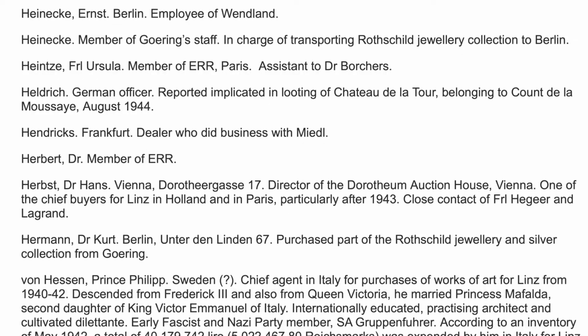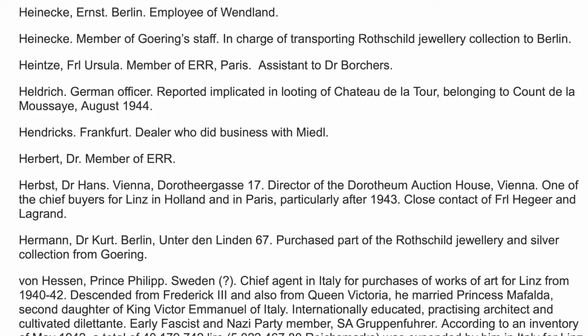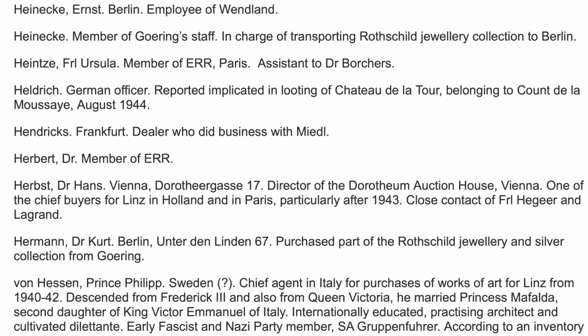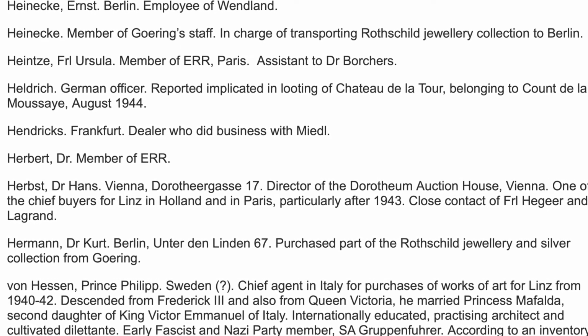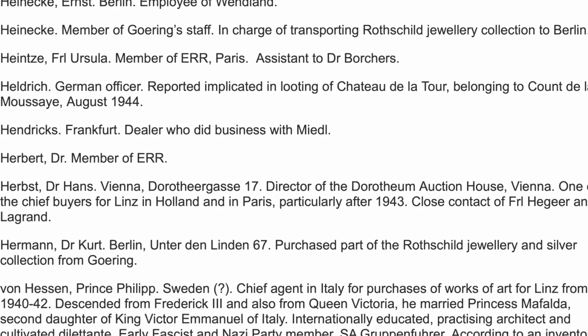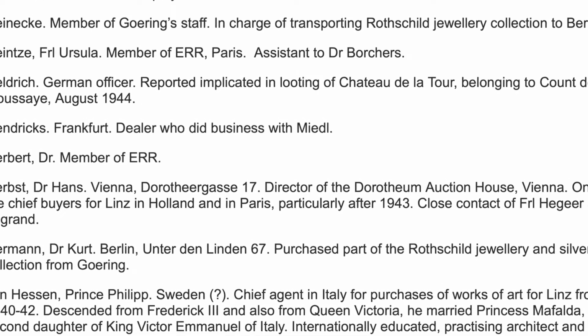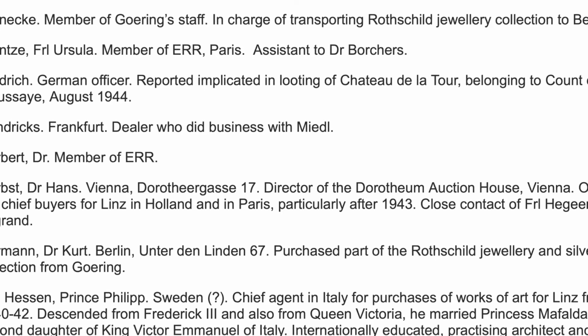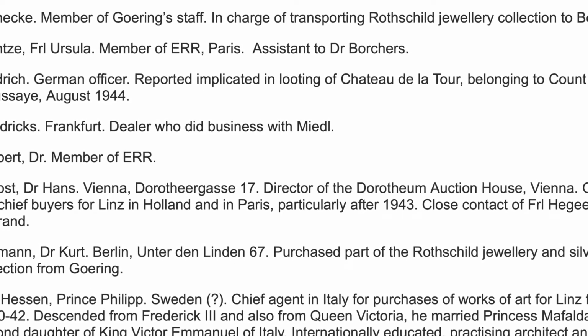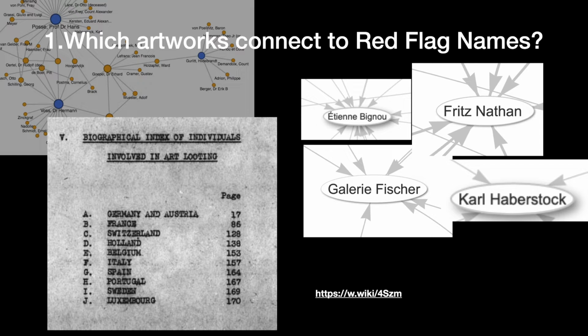and contained, for each of the 1,000 names, a few lines detailing the connections between the person involved in art looting and the other red flag names. So here are a few of the names that pop up frequently in provenances that were mentioned in that report in 1946. So one of the questions we can ask is, which artworks connect to the red flag names?